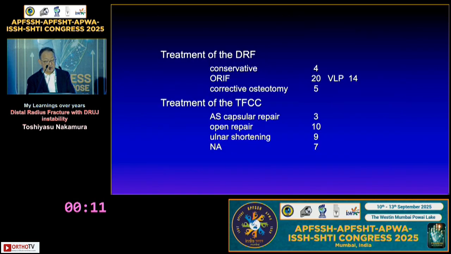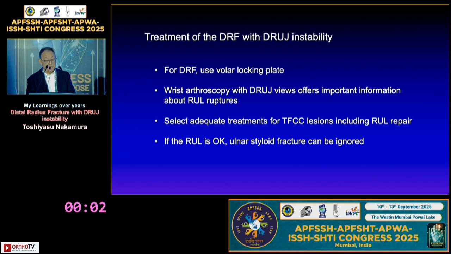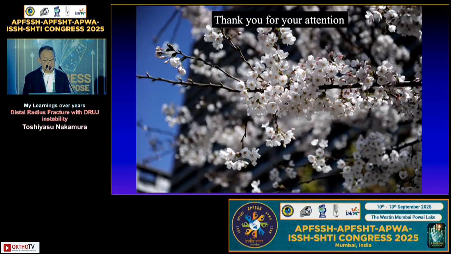In my series, I mostly use a volar locking plate for the distal radius fracture. Then the TFCC repair has a little bit of variety. So for treatment, use the volar locking plate, and then for the TFCC lesions or DRUJ instability, you can select several types of treatment.